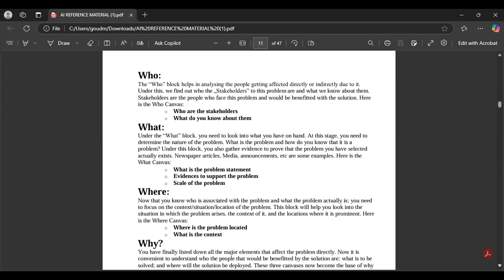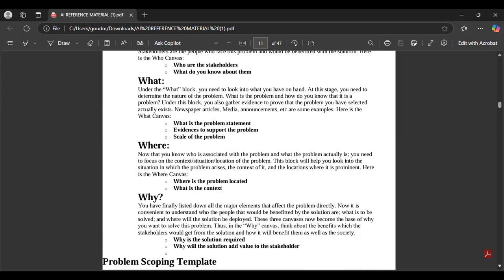What block? What block is nothing but the stage where you will identify the problem. What is the problem? As you came with a problem, to say that this is a problem which you or the stakeholders are facing, do you have any evidence to support the problem, and how big is that problem? Have you read about the problem anywhere in newspapers, articles, or media announcements? How did you come to know that that is the problem? That is the What block. You will identify what the problem is, how you came to know the problem, and how big that problem is.